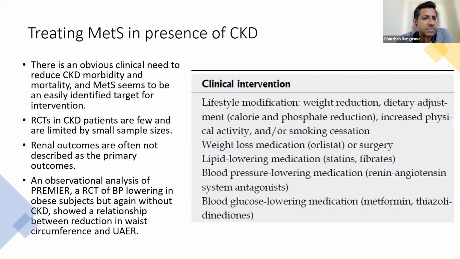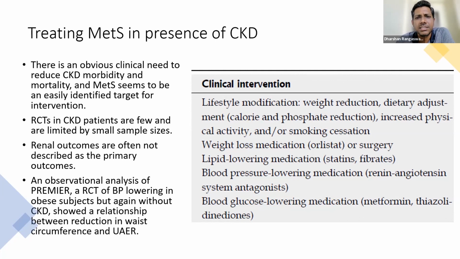For example, PREMIER was one of the RCTs. The primary outcome was not renal outcomes, but in the observational analysis, they showed that BP lowering in obese subjects, but again without chronic kidney disease, showed a relationship between reduction in waist circumference and urine albumin excretion rate. This was just an observation. This was not the primary outcome of these RCTs, because most of these RCTs do not have renal outcomes as their primary objectives.